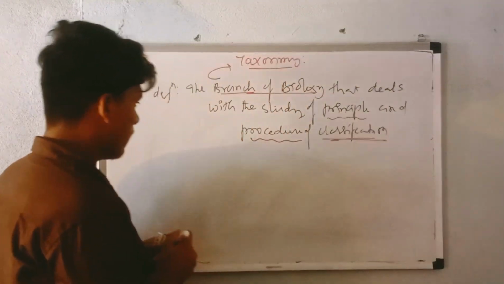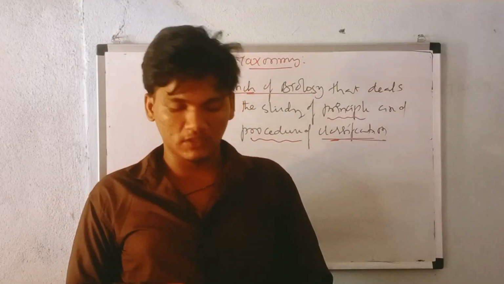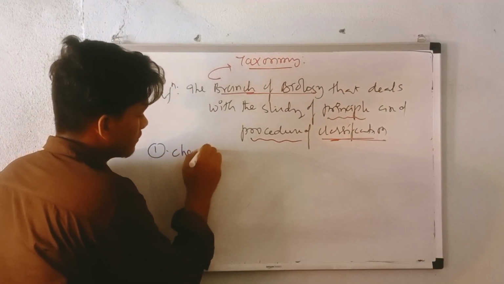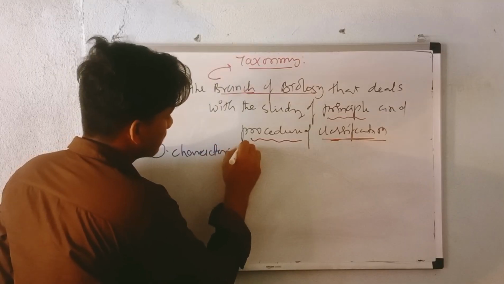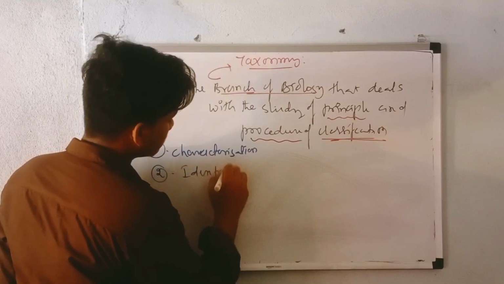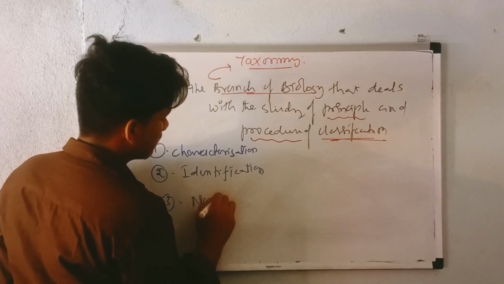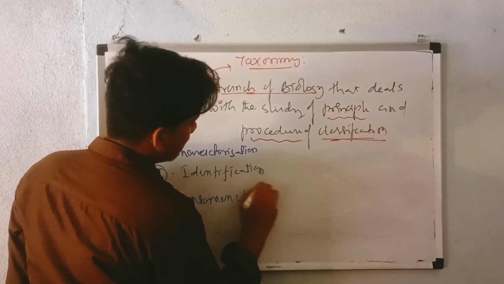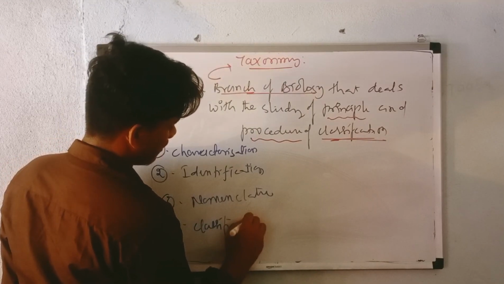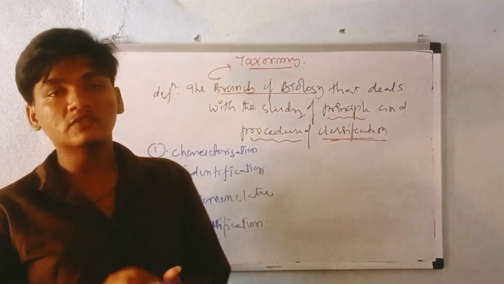Actually, in taxonomy, there are 4 bases, which means 4 steps are present. So what are the 4 steps? The first step is called characterization. The second step is called identification. The third step is called nomenclature. The last step is called classification. These 4 steps are the basis of taxonomy. What are they called? Basis of taxonomy.